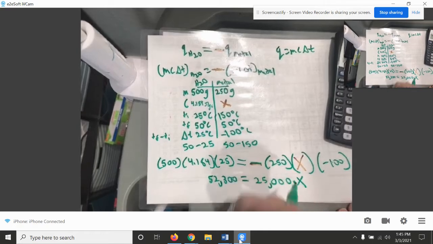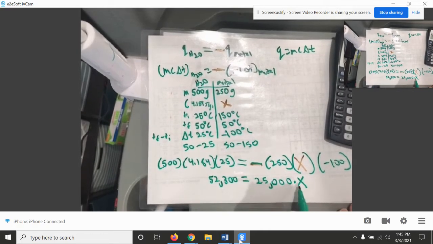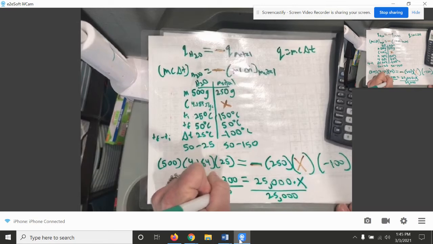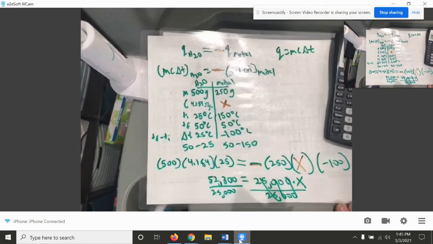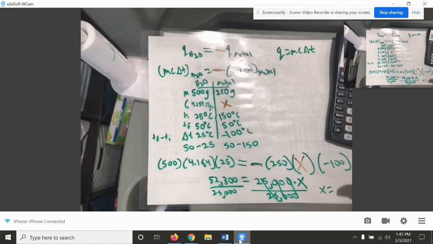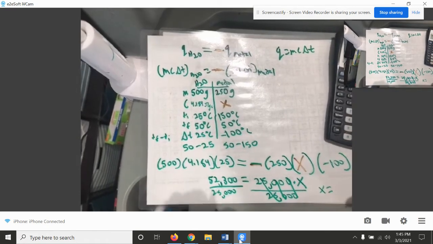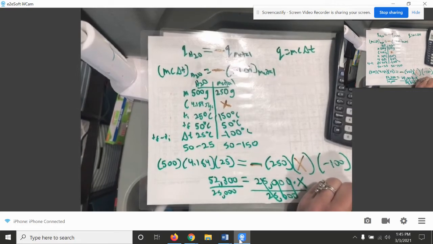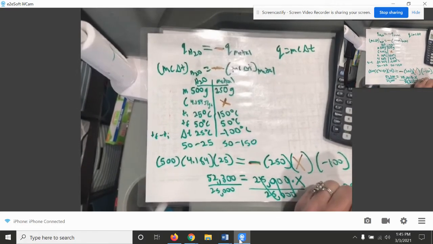When in doubt, do the opposite. This means 25,000 times X. The opposite of times or multiply is divide. So I'm going to divide both sides by that number. So I'm left with X alone over here. And then just do my division there. So 52,300 divided by 25,000 gives you 2.092. The units are joules per gram degree Celsius.